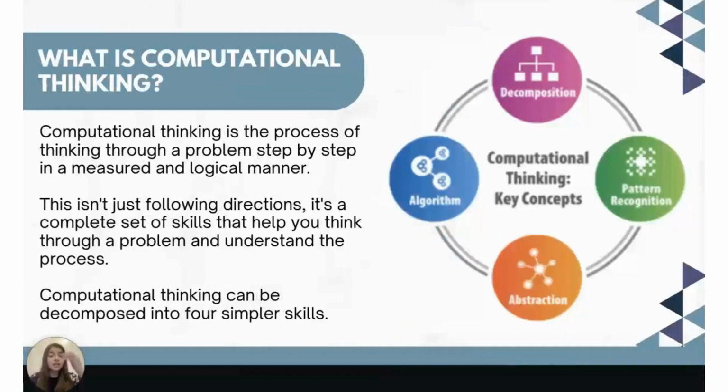So, computational thinking is the process of thinking through a problem step by step. It's not just following a list of directions, but it's a whole new skill set that helps students think about the process of solving a problem. It's something that we want them to be able to copy and paste into any new problem that they're trying to face and be successful in solving that issue. Now, we can decompose computational thinking down into 4 simpler skills: decomposition, pattern recognition, abstraction, and algorithm.